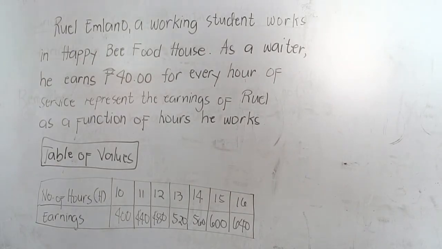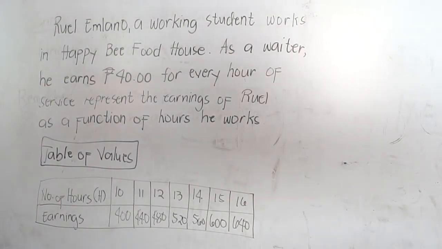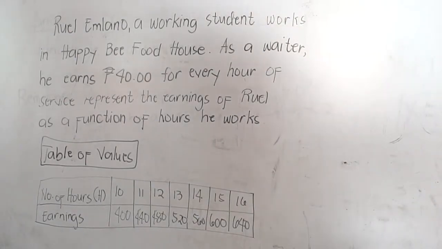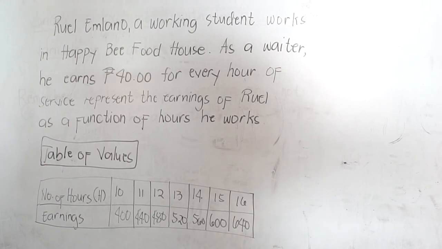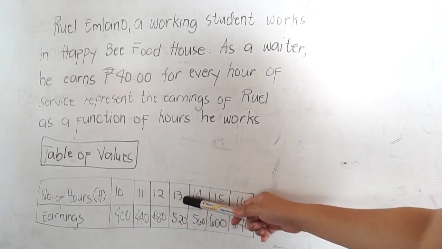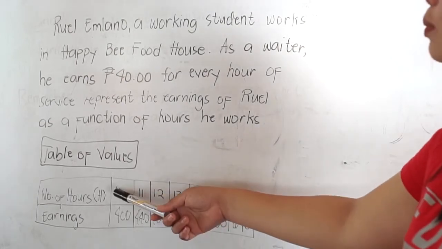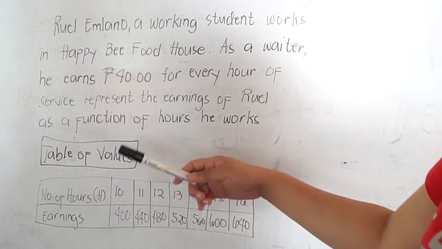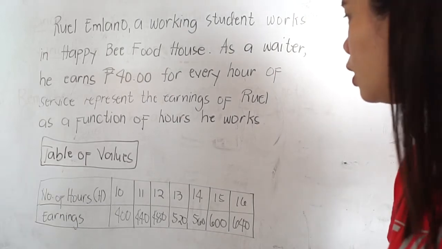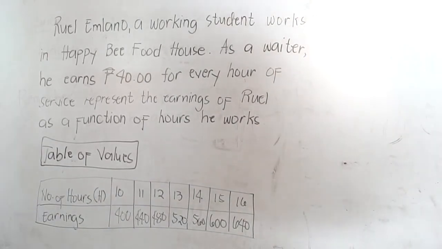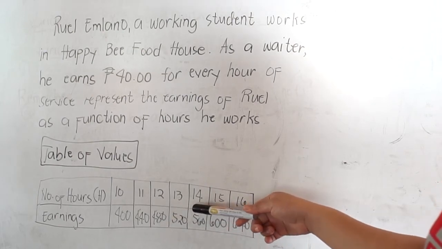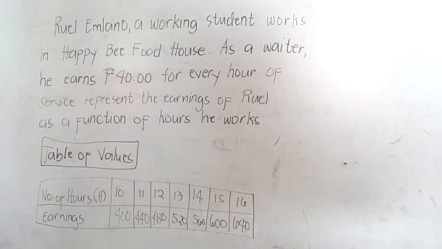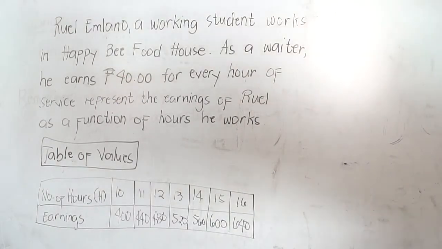The given problem here is a representation of a function. A function can be represented, first, by using a table of values. We will use the number of hours, H, and the earnings. You can select random numbers. I choose 10, 11, 12, 13, 14, 15, and 16. You will just multiply the given number of hours by the amount he earns for every hour. So 10 times 40 is 400, 11 times 40, 12 times 40, 13 times 40, 14 times 40, 15 times 40, and 16 times 40. That is how to represent our function using a table of values.